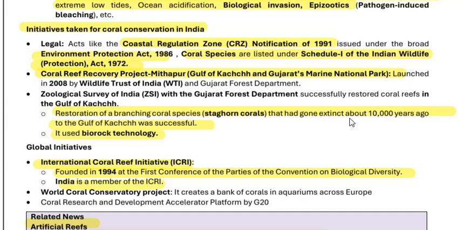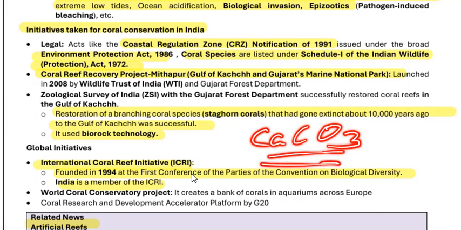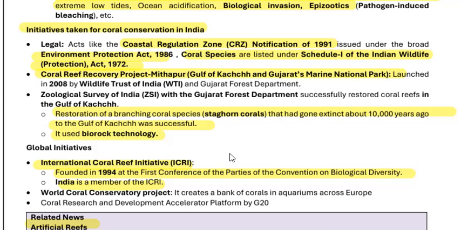What will happen? Calcium ions combine with the carbonate ion to form calcium carbonate. What will form? That is calcium carbonate. And this electro accumulation, we can say this is what? Electro accumulation of calcium carbonate is termed as biorock. I hope you understood this biorock technology.